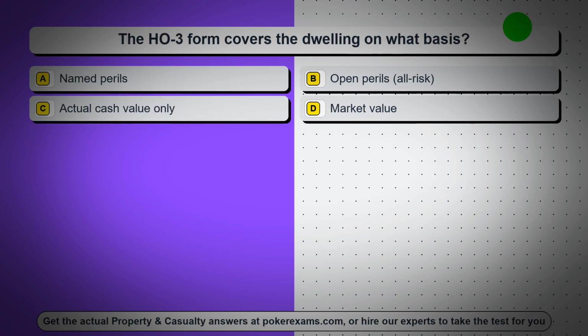Question 67. The HO3 form covers the dwelling on what basis? Option A named perils. Option B open perils, all risk. Option C actual cash value only. Option D market value.